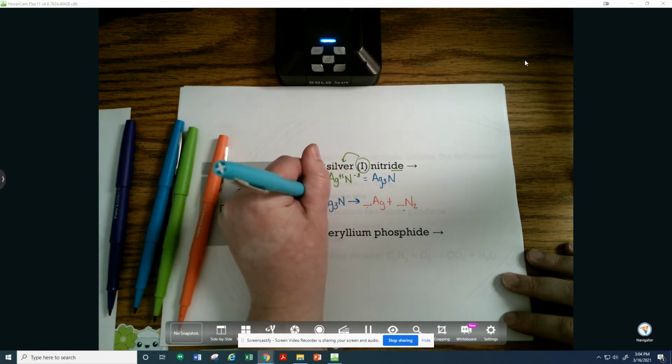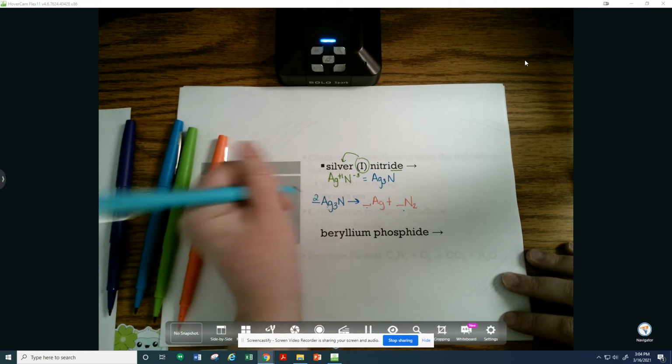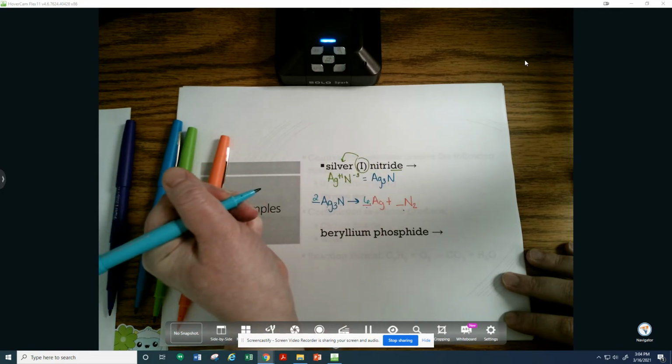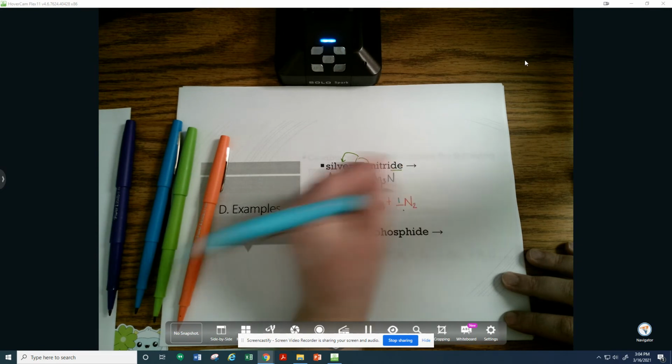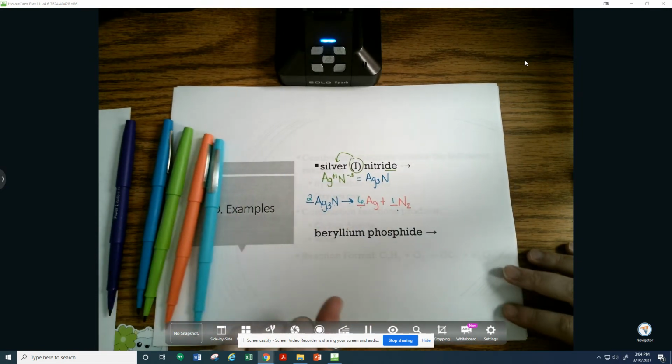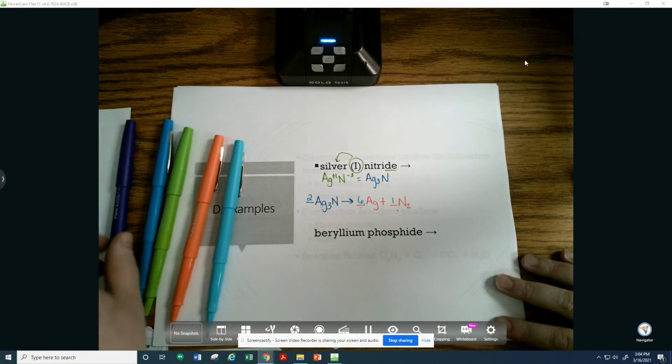I'm going to place a coefficient 2 here. When I do that, that changes my silver to 6. Therefore, a coefficient of 6 on the product side and a 1, or leaving it blank, on the nitrogen will balance that reaction. So the last one with decomposition is beryllium phosphide.